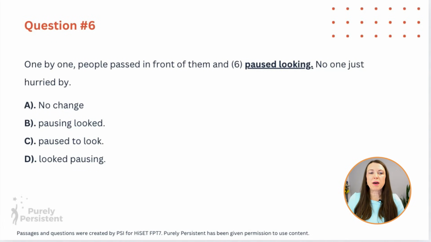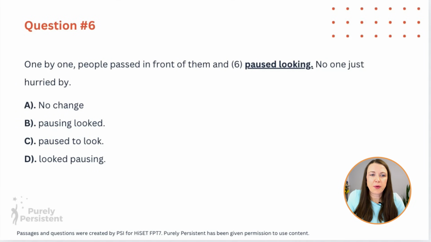Number 6, one by one, people passed in front of them and paused looking. No one just hurried by. Okay, so do we say paused looking or do we say one of the other ones? Remember how I told you in a question before that there are many answers and hints throughout this sentence and throughout the paragraph. This one also has one. So look at here how we have people passed, right? So we're going to be consistent. So people passed and paused. Okay, so this is C is the only one that says pause, C and A.